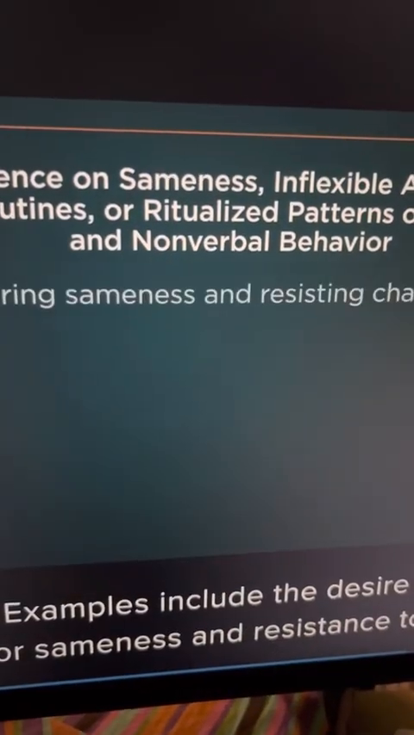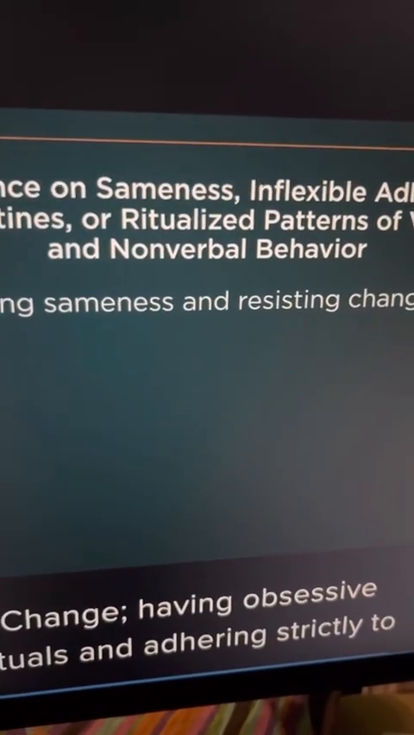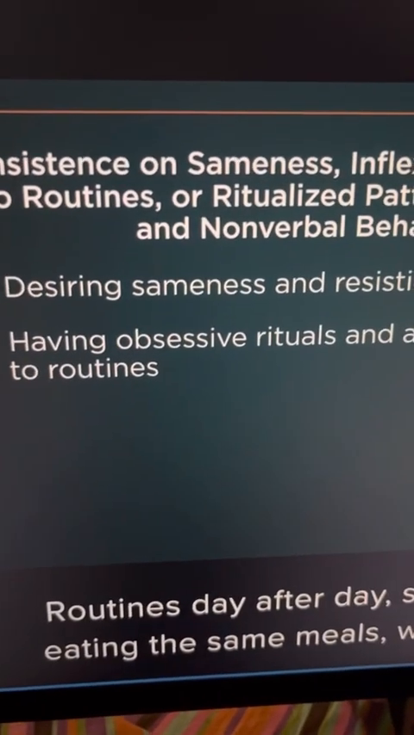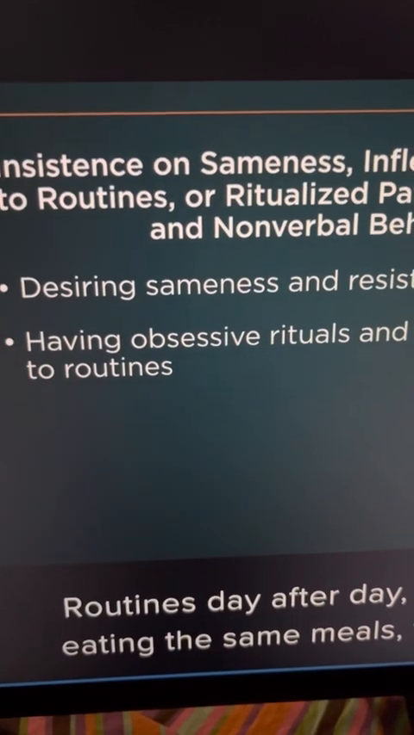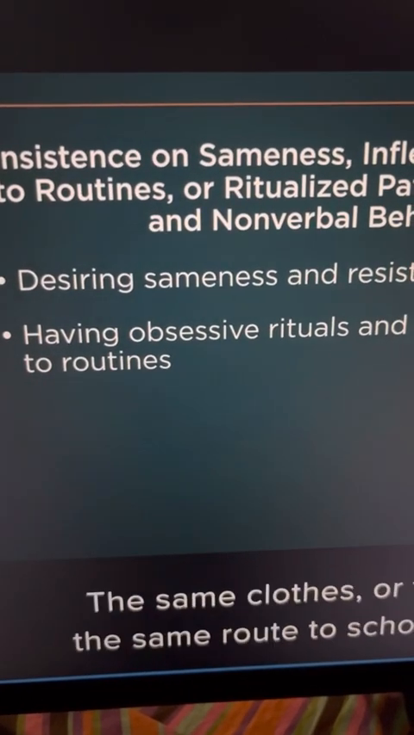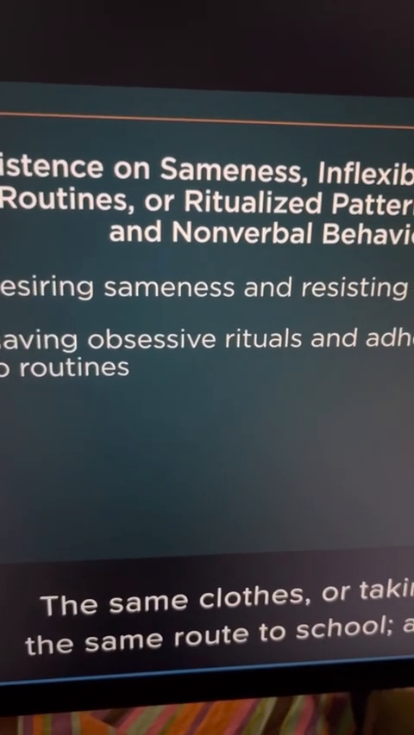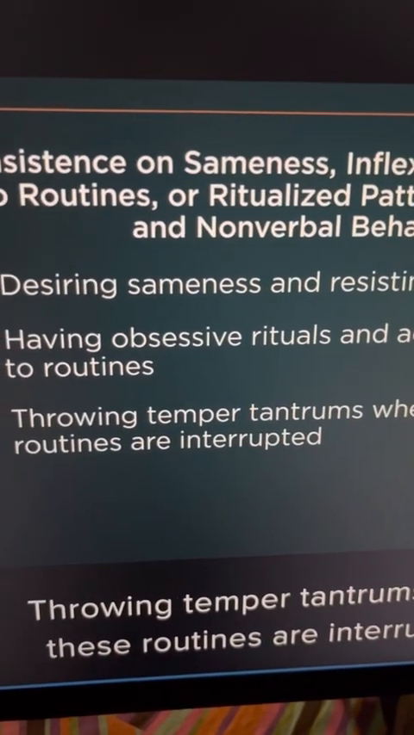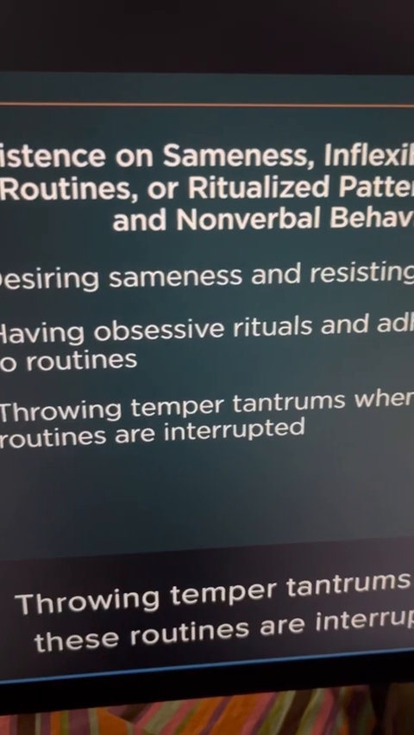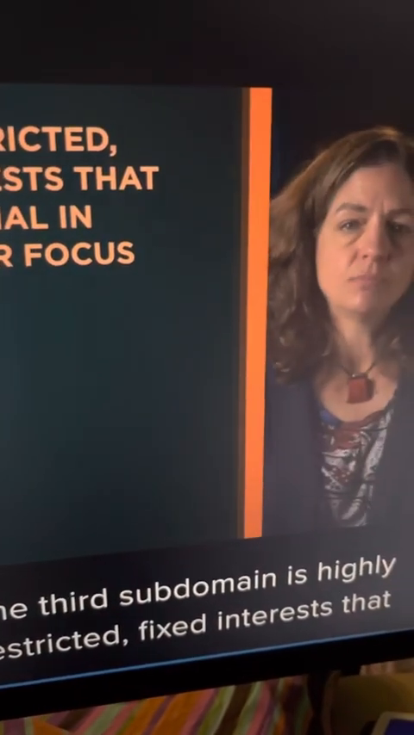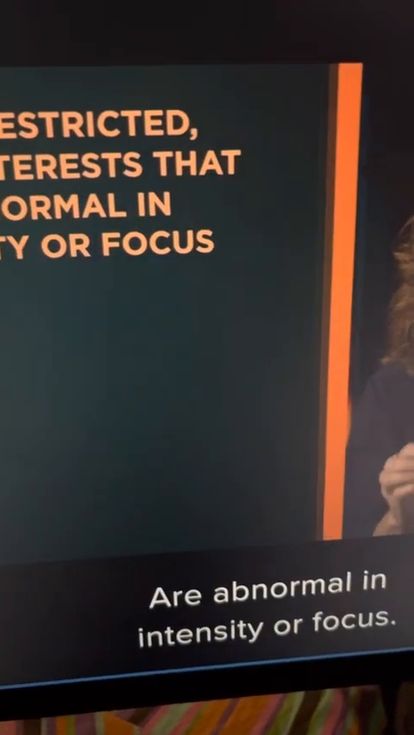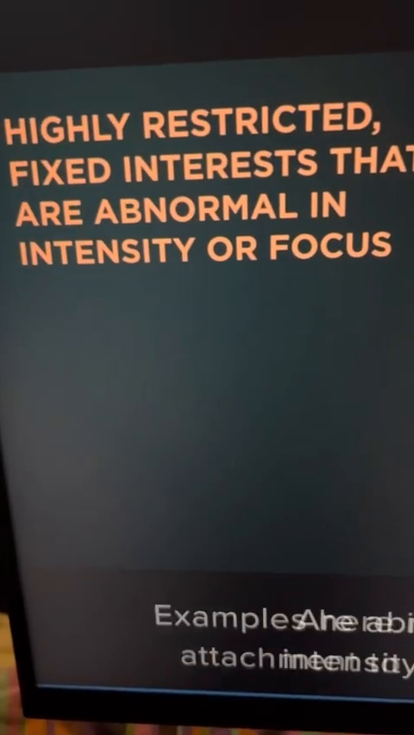The second subdomain is insistence on sameness. Examples include desiring sameness and resisting change, having obsessive rituals and adhering strictly to routines day after day, such as eating the same meals, wearing the same clothes, or taking the same route to school, and throwing temper tantrums when these routines are interrupted. The third subdomain is highly restricted, fixed interests that are abnormal in intensity or focus.